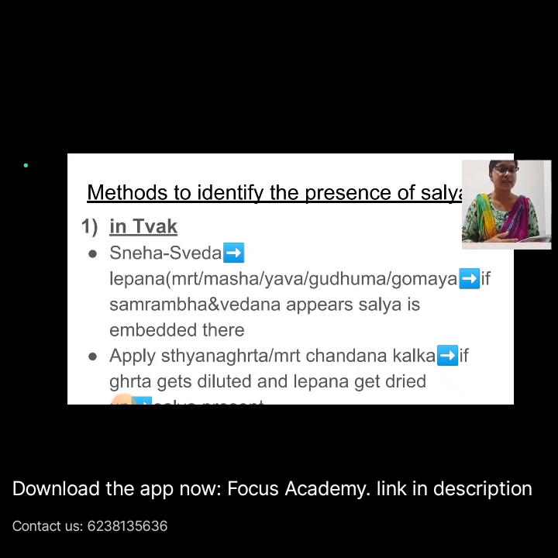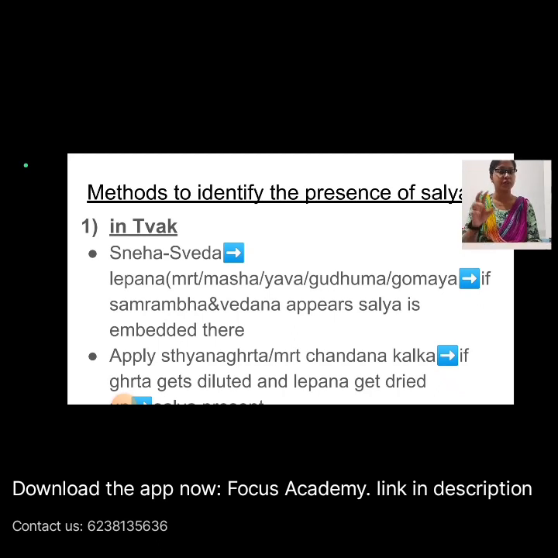And the second method is apply Sthana Grida. Sthana Grida means condensed Grida, means in its solid state, or apply Mrit or Chandana Kalka on that side. If the Grida gets diluted and the Lepa gets dried, then we can assume that Shalya is embedded here. How does the Grida get diluted? If Shalya is present, the inflammatory features will be there, like Samramba, Vedana, etc. And by this inflammation, there will be rise of temperature over that side, and due to this Ushma, the condensed Grida gets diluted and the soft Lepa will become dried up. So that's the reason behind this.